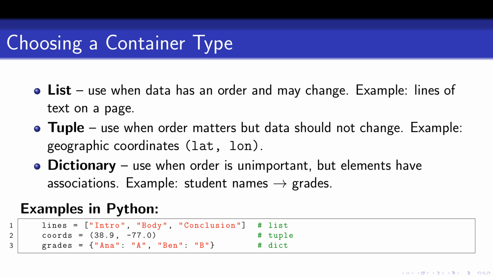The key to choosing correctly is to think about how your data will be used. Does it need to stay ordered? Can it change? And does it involve associations? On the slide, examples show lists, tuples, and dictionaries in practice, helping to clarify these choices.